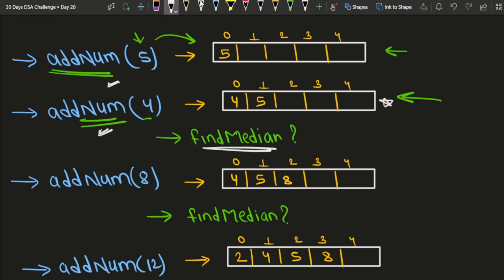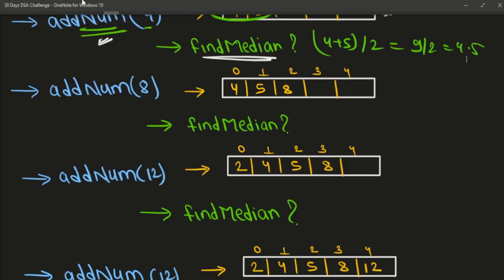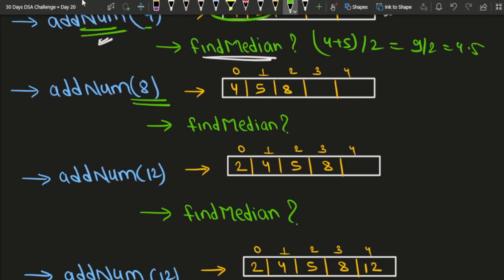And here, if you clearly see, the size is equal to 2, because we only have 2 elements in our data structure, which is an even number. So the middle element will not exist in this particular example. So the median will be 4 plus 5 divided by 2, which is 9 by 2, which is nothing but 4.5.